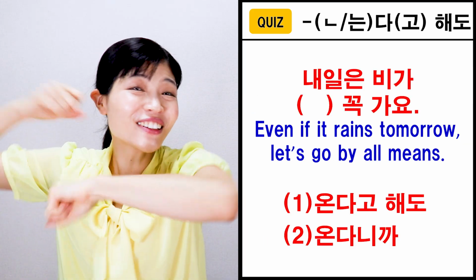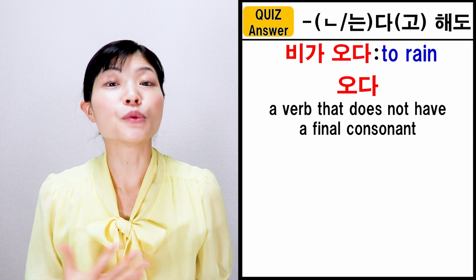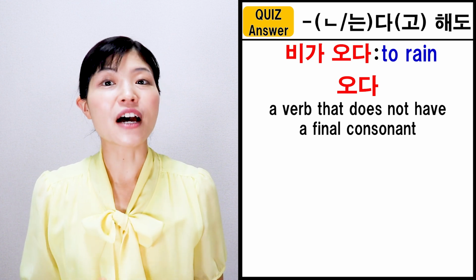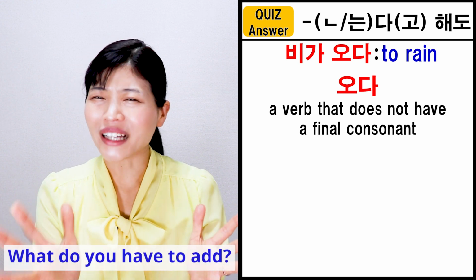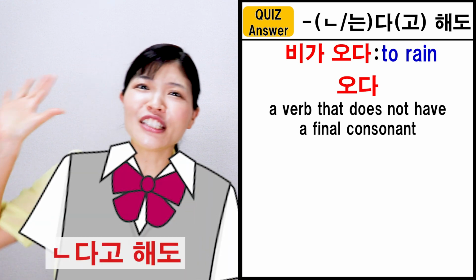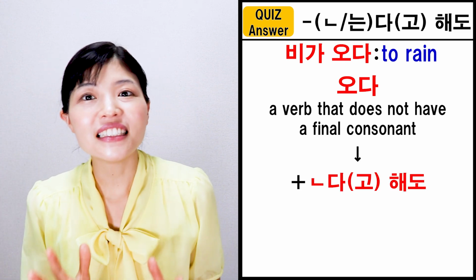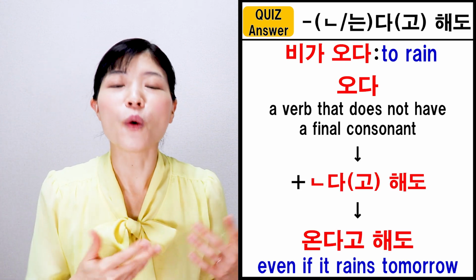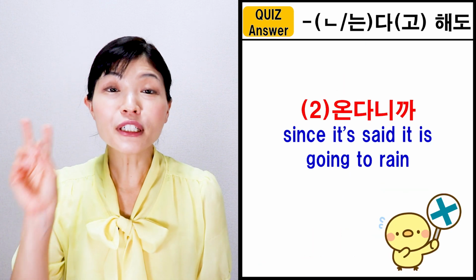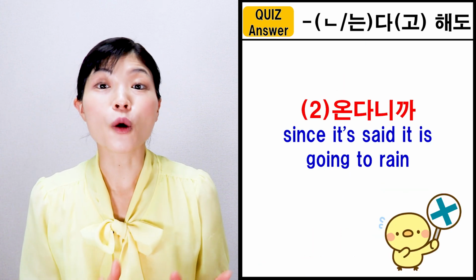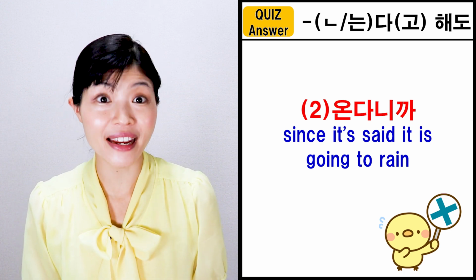The correct answer is number 1. 비가 오다 means to rain, and 오다 is a verb that does not have a final consonant. So what do you have to add? Yes! You add ㄴ다고 해도 to make 온다고 해도, even if it rains tomorrow. Number 2 is wrong because 온다니까 means since it said it is going to rain.